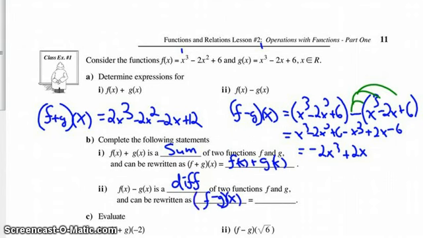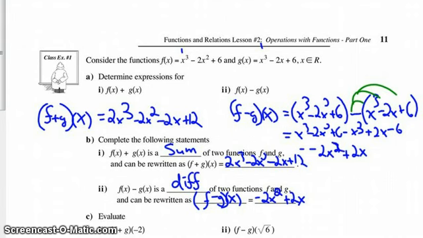Just different ways of writing the same thing. And can be written as, this was supposed to be our answer from above. So the sum was 2x cubed minus 2x squared minus 2x plus 12. And the difference of two functions can be written as f minus g of x, and in this case it was minus 2x squared plus 2x. And I think I said squared here, but I wrote cubed.